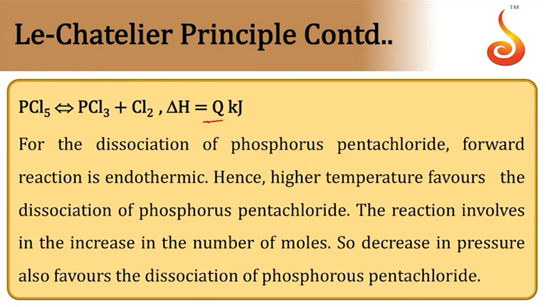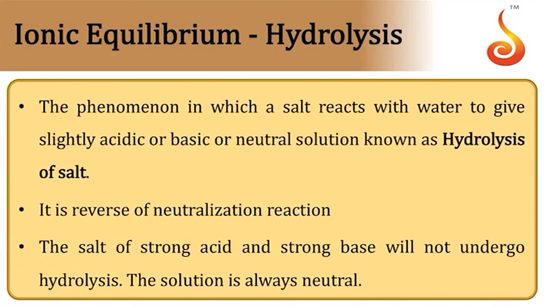Then the PCl5 formation reaction is plus Q, meaning endothermic in nature, and the number of moles of reactants is less, so high pressure moves it in the backward direction. So higher temperature gives the forward direction, and higher pressure gives the backward direction. This is regarding the examples.